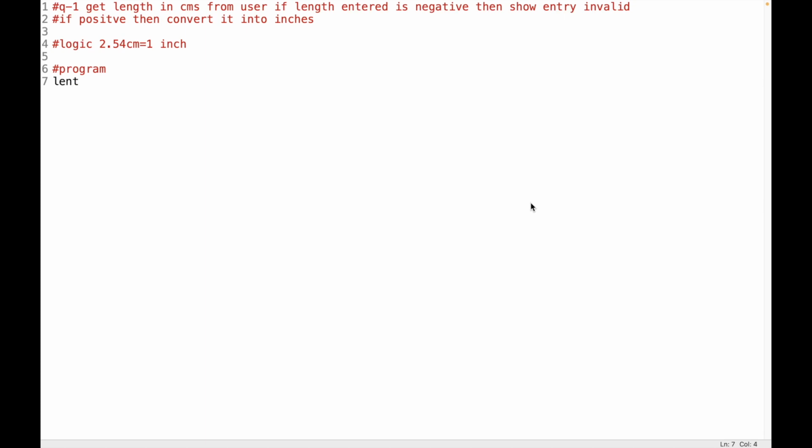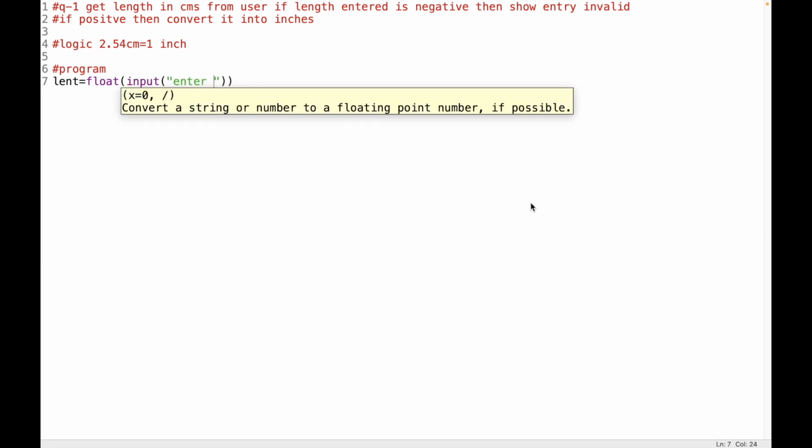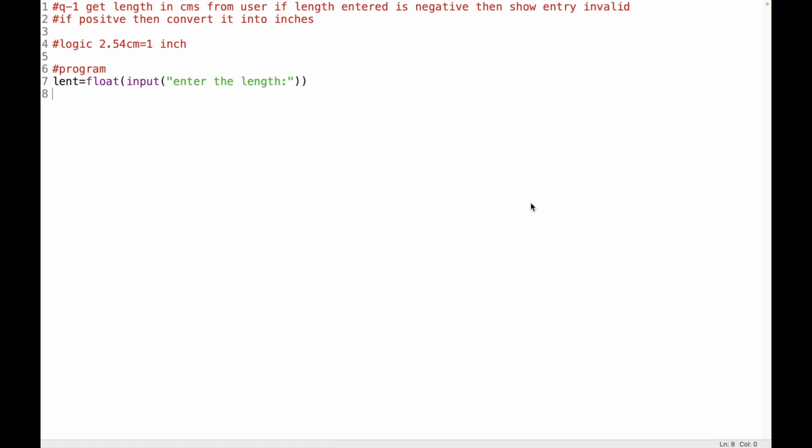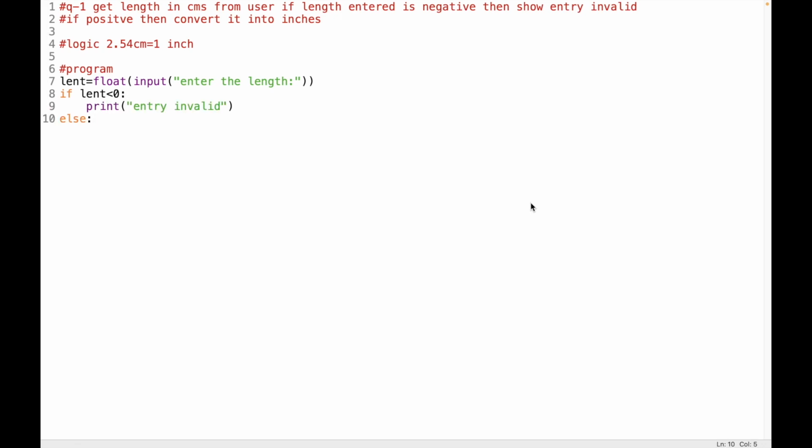So then length equal to float input, enter the length. Now we have to check whether it is positive or negative. So we're going to use the if statement. If length is less than 0, then we have to print entry invalid. Else we have to convert it, right?